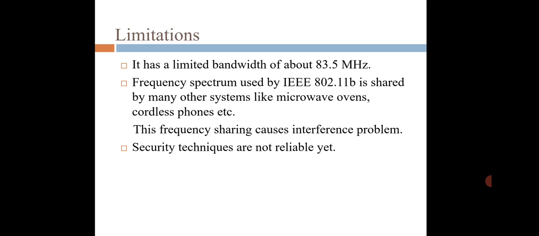Limitations of Wi-Fi. First, it has a limited bandwidth of about 83.5 MHz. The frequency spectrum used by IEEE 802.11b is shared by many other systems like microwave ovens, cordless phones, etc. This frequency sharing causes interference problems. Security techniques are not reliable yet.